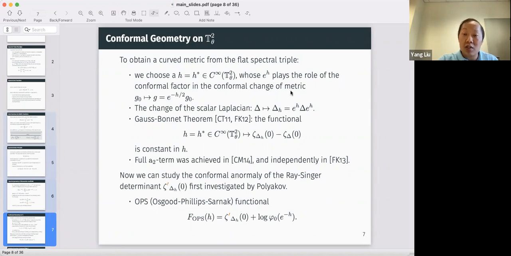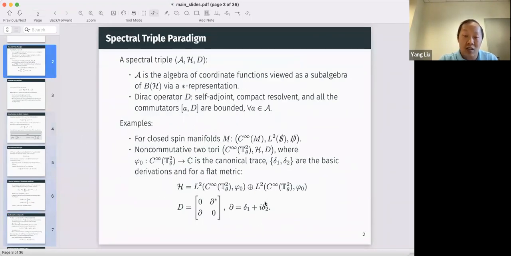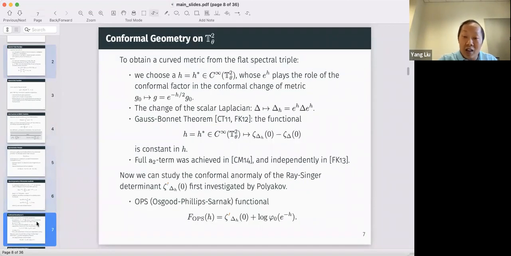Here we want to study the conformal geometry. We start with the flat spectral triple. Probably I can jump back. So here is the flat spectral triple. You have a flat metric to start with, and then you want to implement a conformal change of the metric. So you choose a self-adjoint element h and take its exponential, so now you have a positive invertible element. So e to the h plays the role of the conformal factor.